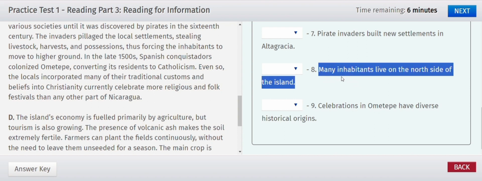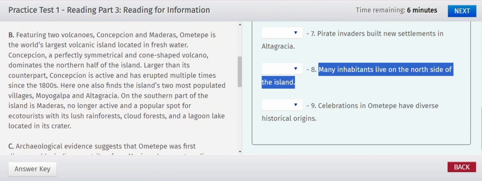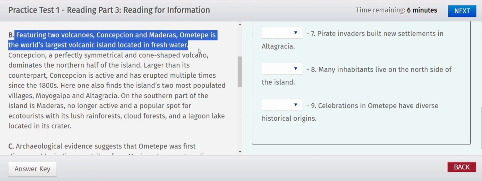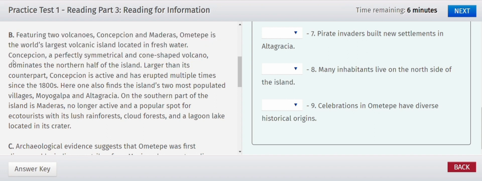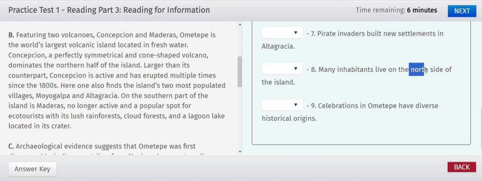Many inhabitants live on the north side of the island. So this is a very important example. So you can see in the paragraph that it is being explained about a place. And when you go forward, you can see the words northern half. So this is the way you can hook a sentence to a paragraph. North. Okay, so this could be from this paragraph. But again, see if the idea of many inhabitants living in the north is not mentioned in the paragraph, you cannot say it is from paragraph B.